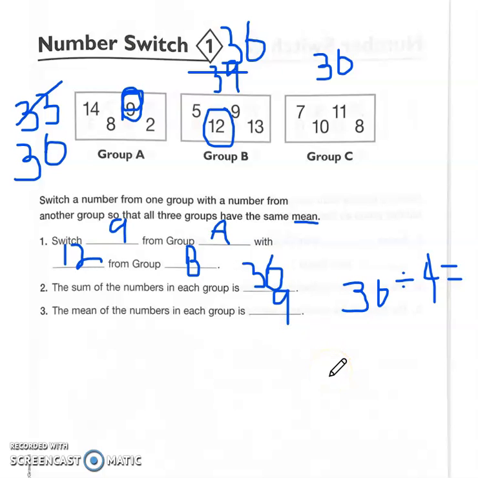That is how these are going to work. You have to do a little switcheroo amongst your groups to make them all even, and then solve what their mean would be. Good luck.